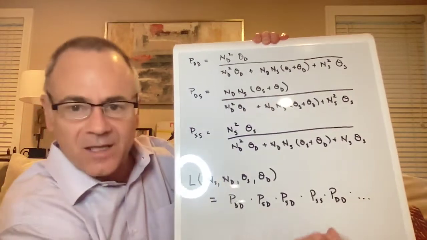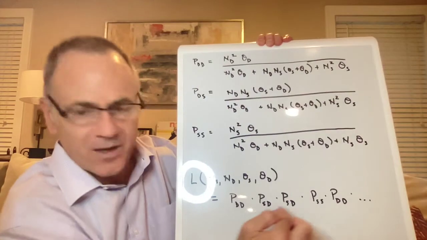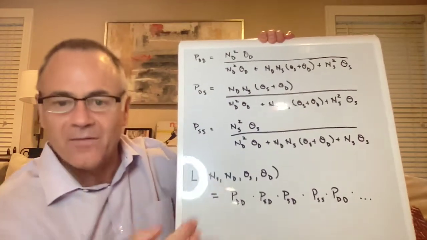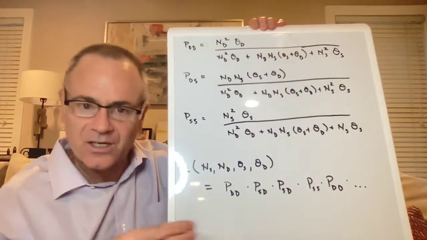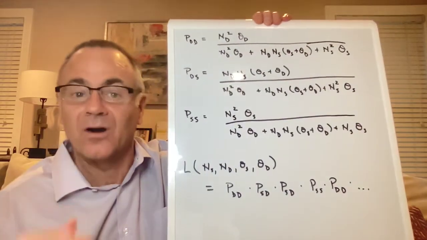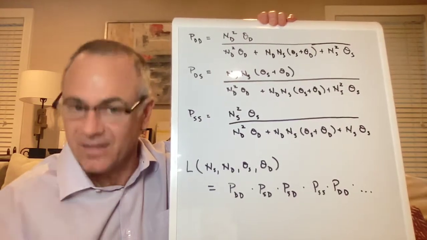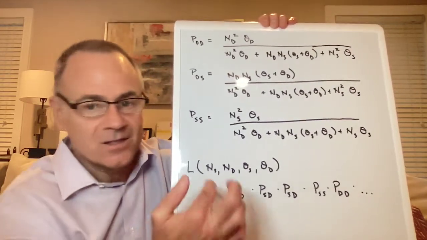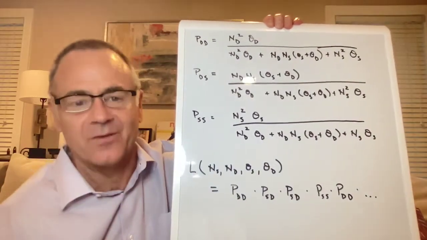Now we have all the PSD. We can substitute these terms into the relevant case, and now we have our likelihood function as a function of our parameters, which are ns, nd, theta s, theta d. Once we substitute those, we've got it. We've got our likelihood function.